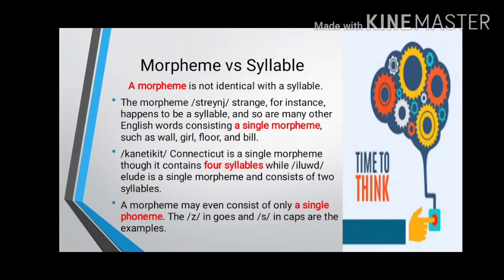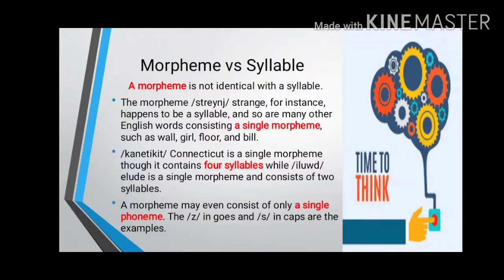So sometimes we get confused in differentiating between morpheme and syllable, while actually a morpheme is not identical with a syllable. We can find some facts here. The first, the morpheme strange, for instance, happens to be a syllable, and so are many other English words like wall, girl, floor, and bill. All of them have only a single morpheme and a single syllable.